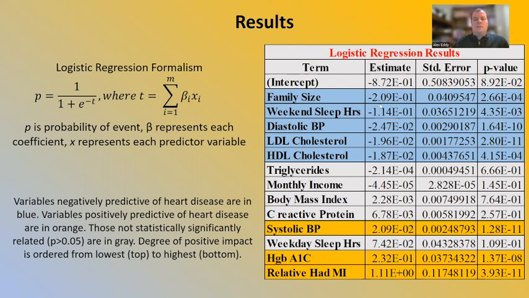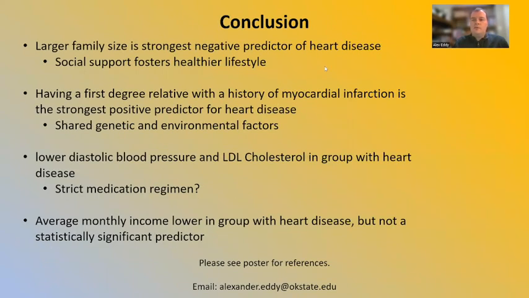These are essentially the predictive strengths of each variable in giving someone heart disease or non-heart disease. Negative means negative predictive strength, and that's marked in blue. Positive means positive predictive strength. And the numbers marked in gray were not found to be statistically significant predictors of heart disease. These are also ordered from most negative predictive to most positive predictive. And the logistic regression formalism here, the formula is also written in the poster. And you can feel free to reference that.